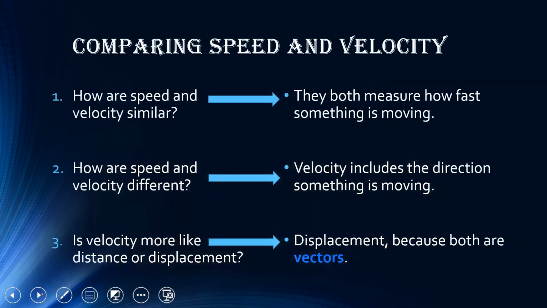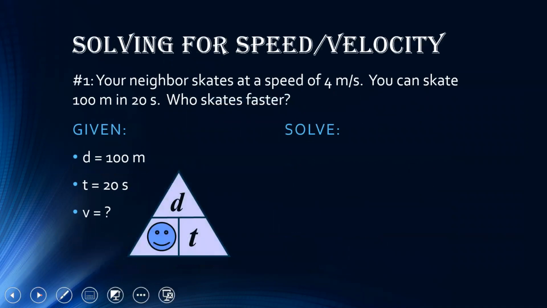So velocity and speed are very similar because they both measure how fast something is moving, but velocity is different because it includes that direction. So velocity is more like displacement because those both are going to be vectors. So let's do an example of how to calculate speed or velocity.